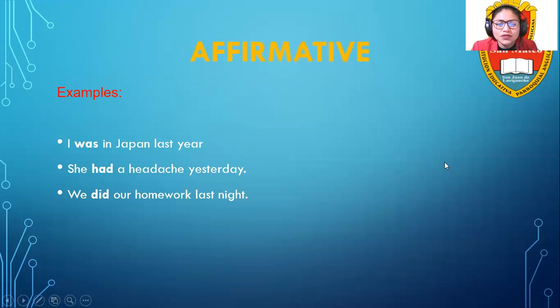Now, let's focus on the affirmative, okay? Well, as you mentioned before, or as you listened before, we use just the verb in past tense, right? For example, I was in Japan last year. Was is the verb be in past tense. She had a headache yesterday. The verb is have, okay, but this is irregular, so in past is had. We did our homework last night. Did is the past tense of do, okay? Remember, in those cases are irregular verbs, so that is why it's different.